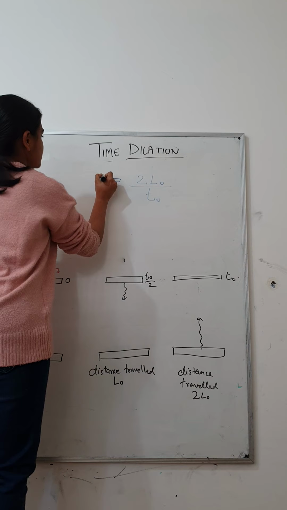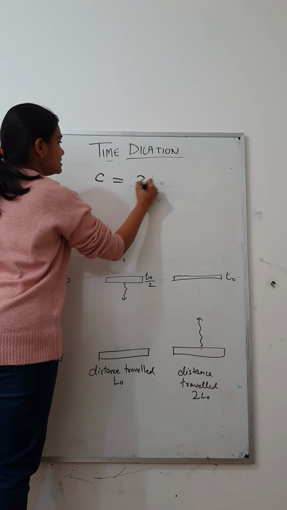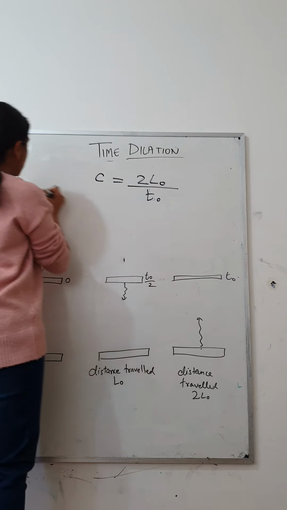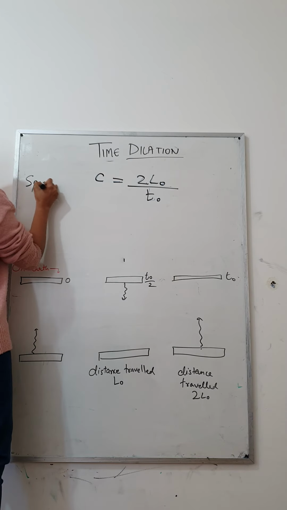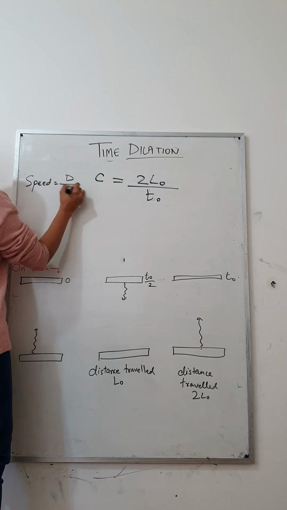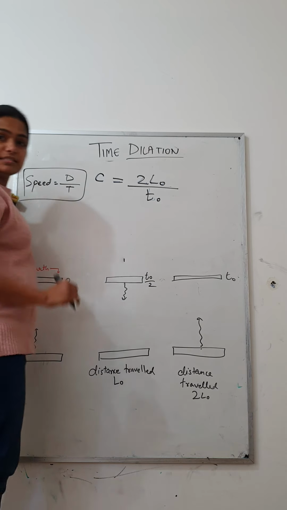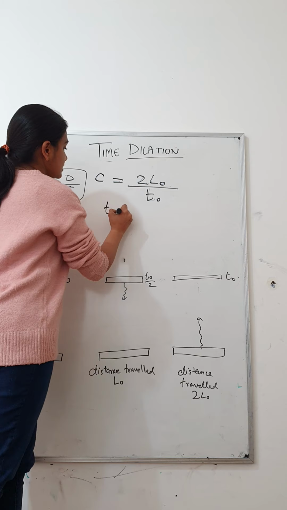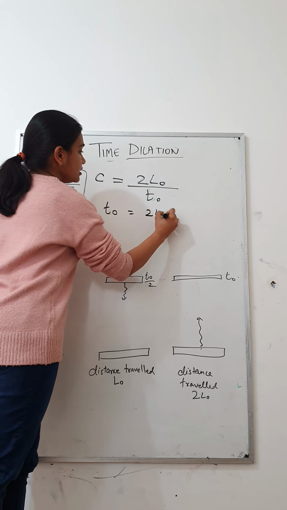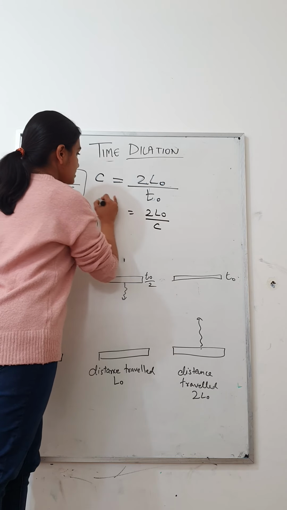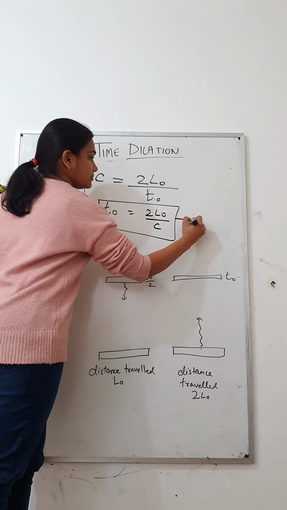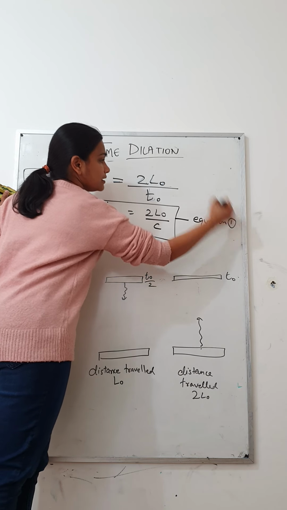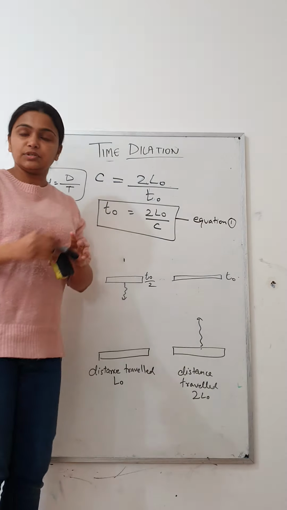So c equals distance over time. Which formula am I using? Very simple: speed equals distance over time. Let's rearrange this equation. T0 will be 2L0 over c. We will call this equation 1.